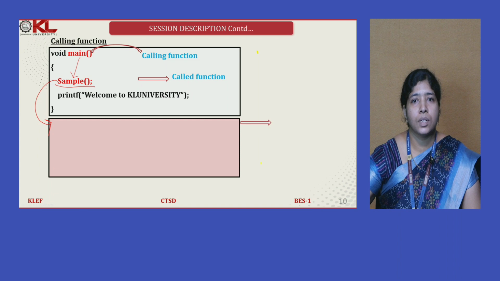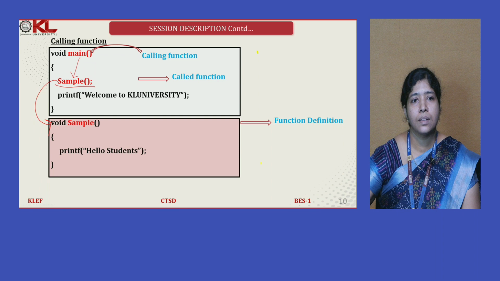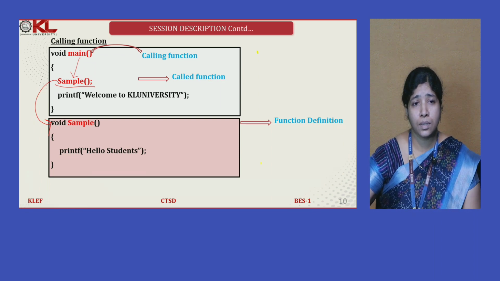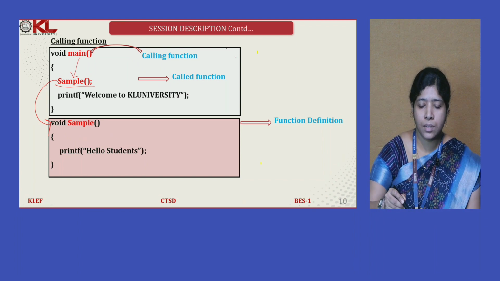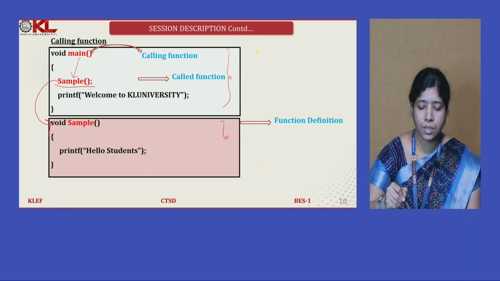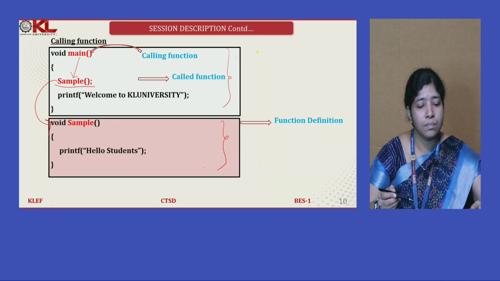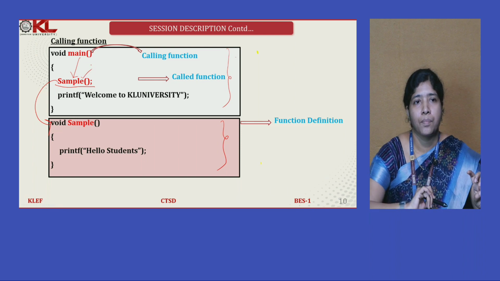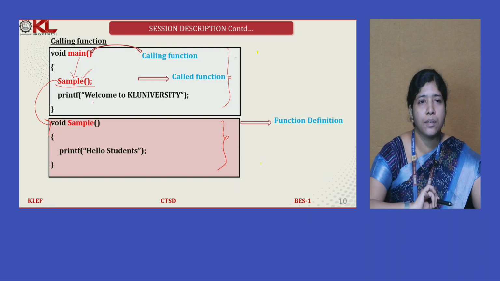Now in the user function, we are supposed to define what this sample has to do. Sample has to do some set of tasks. What is that? I have written here printf hello students. So guess what will be the output of this code? This is the main function and this is the user function. What is the main function name here? Main. Do we have any variables? No, but we have one user function. What is that user function? Sample. And one more statement we have, that is the printf statement.